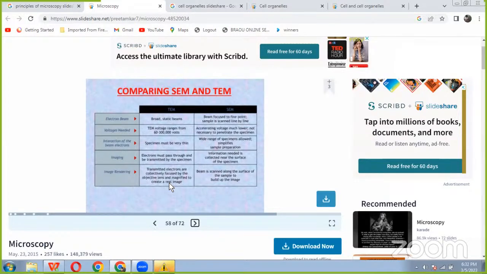Okay. The next one is the voltage needed. How much voltage is needed in TEM? TEM voltage ranges from 60 to 3 lakh volts. 60 to 3 lakh volts. In SEM, the voltage is much lower, not necessary to penetrate the specimen. Actually, the TEM is a very costly electron microscope. The TEM is especially for the study of the internal structure. Study of the internal structure is by TEM. The SEM is only for the outer structure. They can study the outer structure. Okay. For TEM they need high voltage.